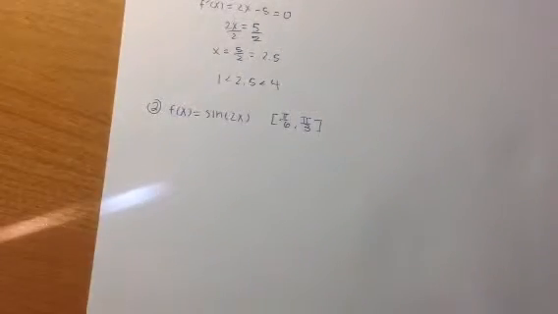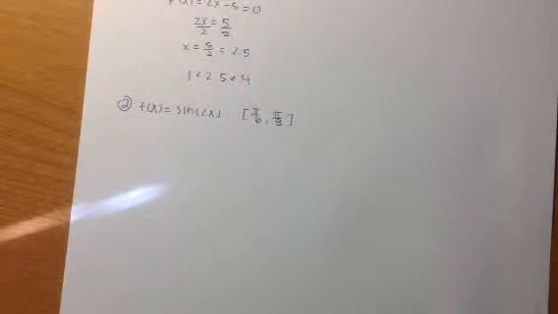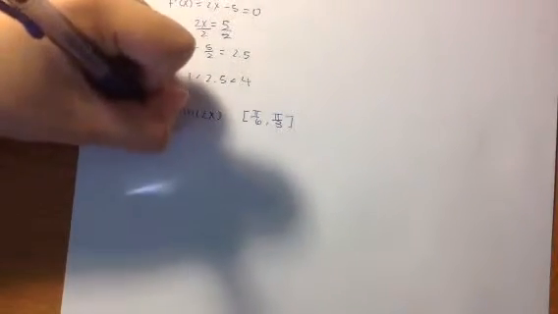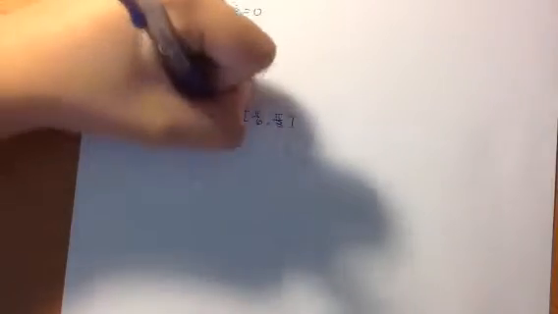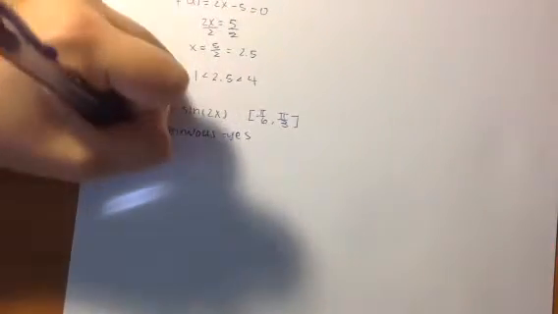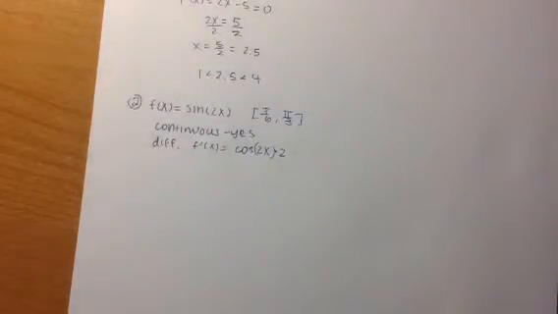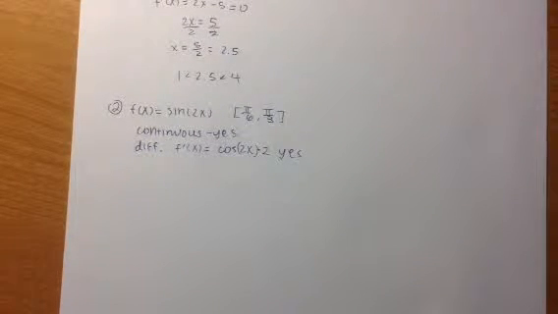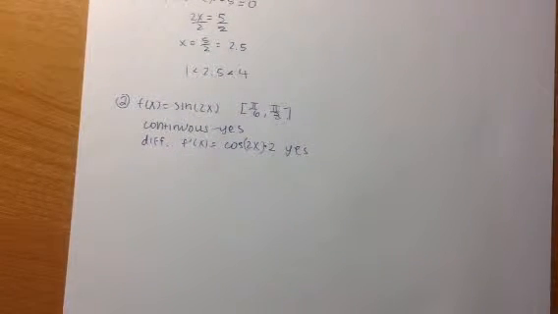So the next example is f of x is equal to sine of 2x on the closed interval of pi over 6 to pi over 3. Starting off, this is continuous because we know that sine on a graph is continuous. And it is also differentiable because f prime of x is equal to cosine 2x times 2 by the chain rule.